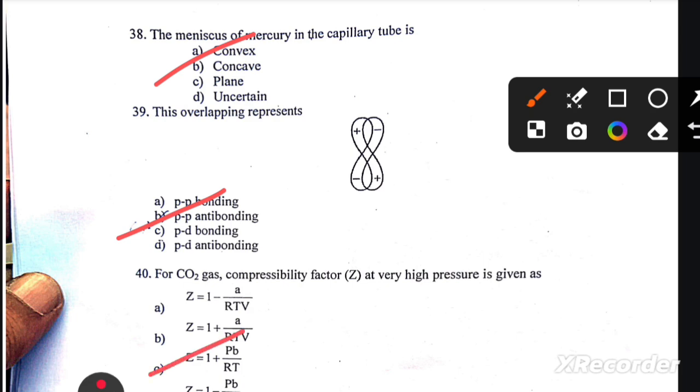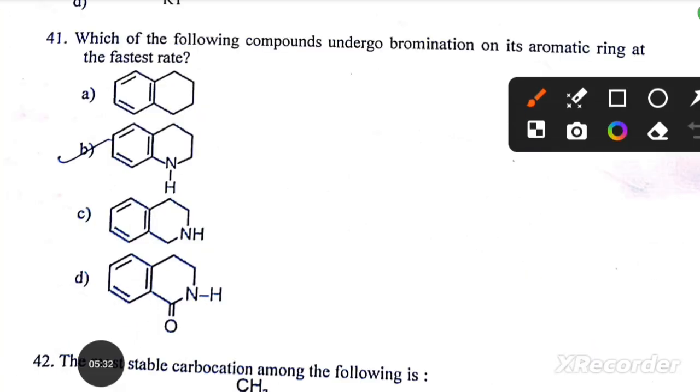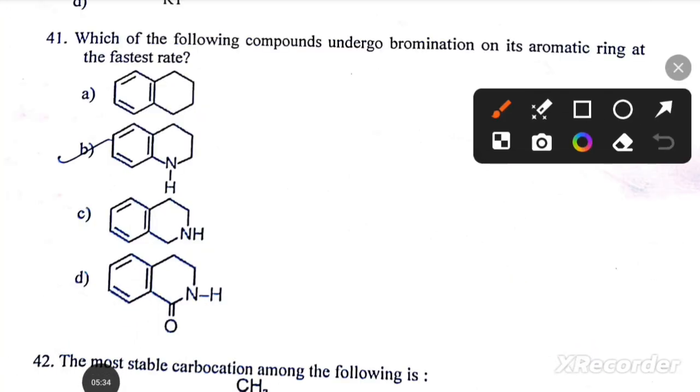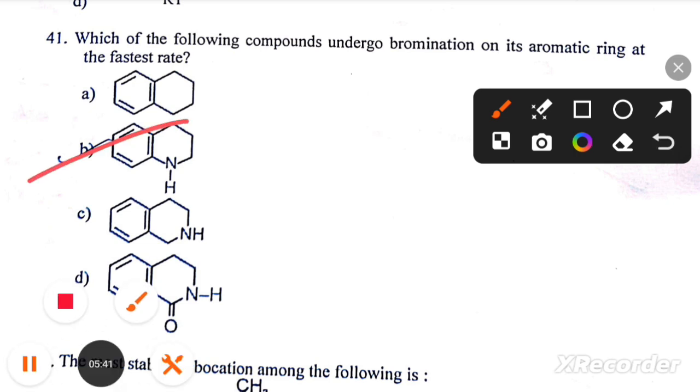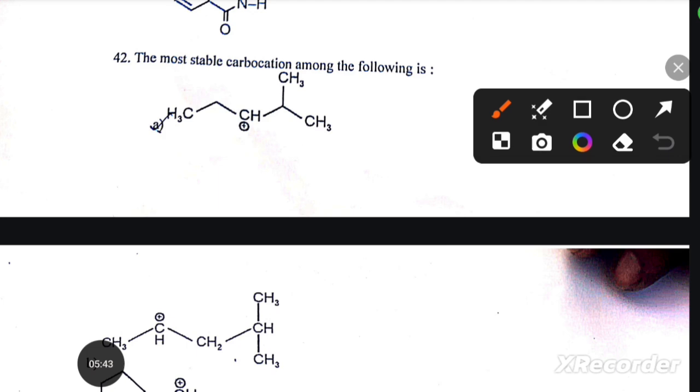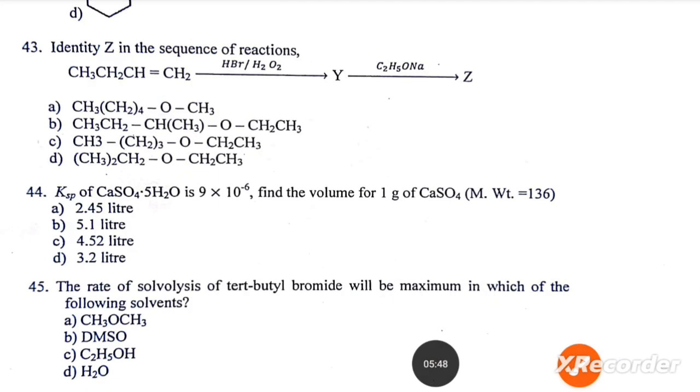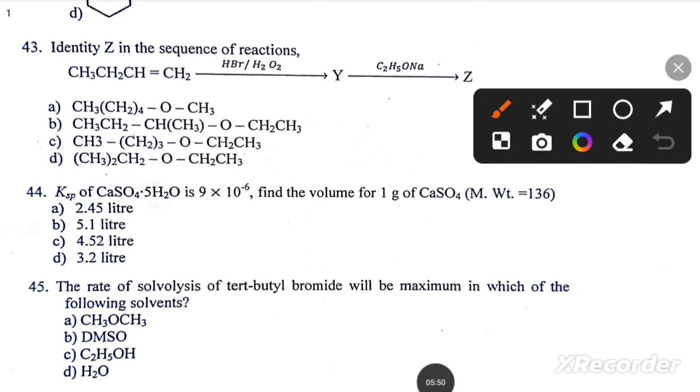Correct answer is option C. Which among the following compounds undergo bromination on its aromatic ring at fastest rate? Correct answer is option B. The most stable carbocation among the following is? The answer is option B. Identify Z in the sequence of the given reaction. Correct answer is option B.